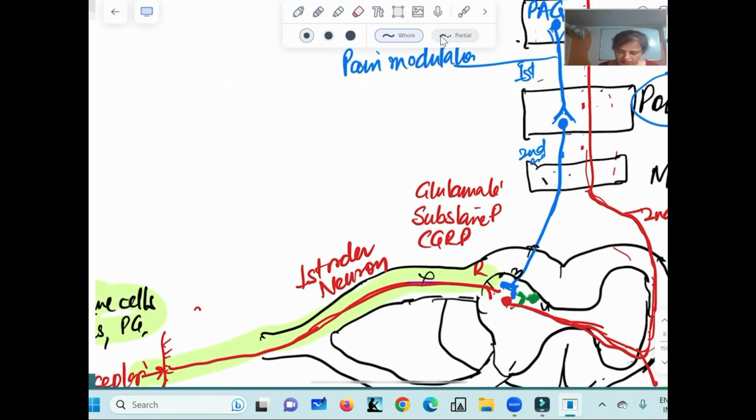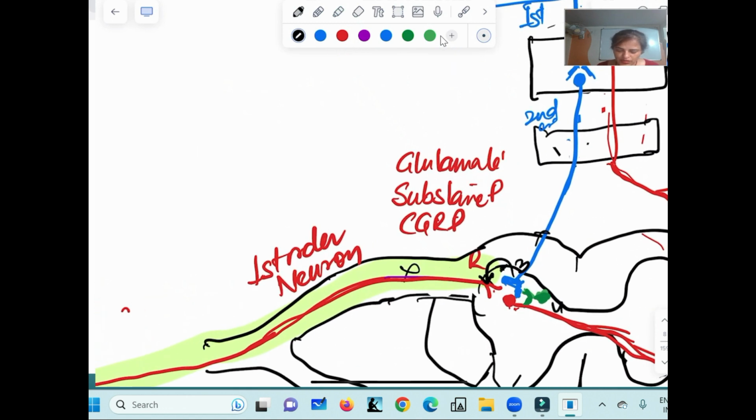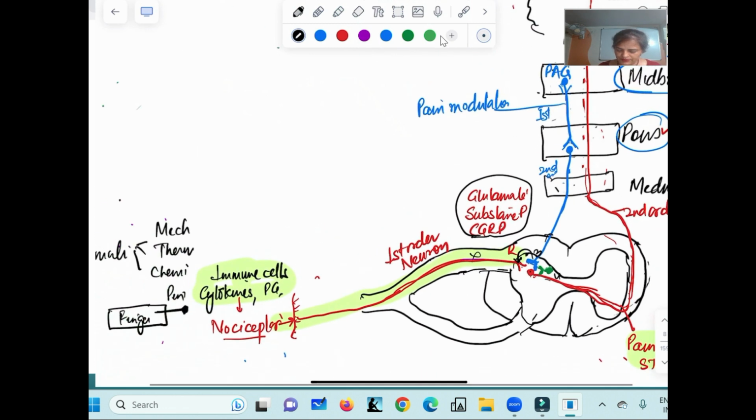It is going to send the inhibitory sensation to this primary afferent neuron, and there is no release of substance P and glutamate, and pain transmission from the primary afferent to the postsynaptic neuron is inhibited. This is how the modulatory pathway modifies the pain transmission pathway. Okay?